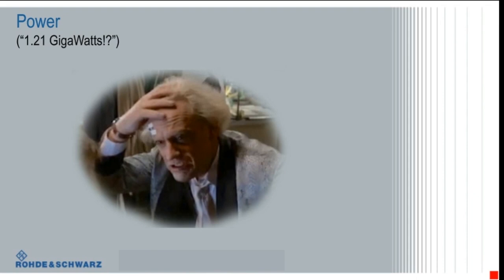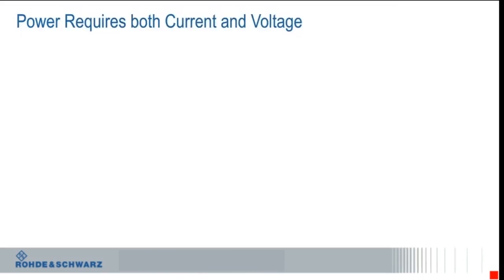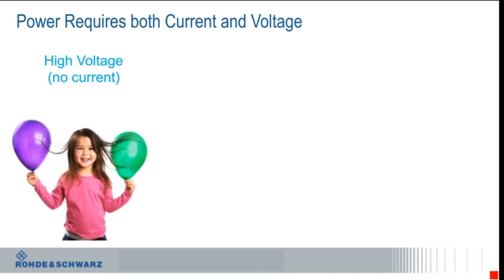So power requires both current and voltage. So if you take a balloon and you get that static electricity where it plays with your hair and whatnot, and you can zap your kids, I do that all the time. There's no current, right? Really high voltage, no current. And then you can have high current and no voltage too, right? Lightning bolt, both.